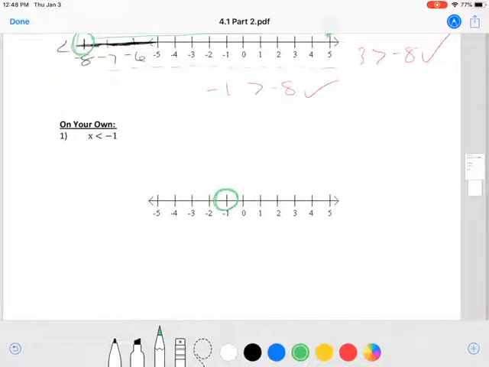And then, what direction does my arrow go? Well, if we're saying x is less than negative 1, let's think about this. Is 3 less than negative 1? Well, no. Because if you have $3, would you rather have $3 or would you rather owe someone $1? Well, you'd rather have $3. That's not true. So we know the arrow has to go in the left direction. So this is our graph of our inequality. Okay?